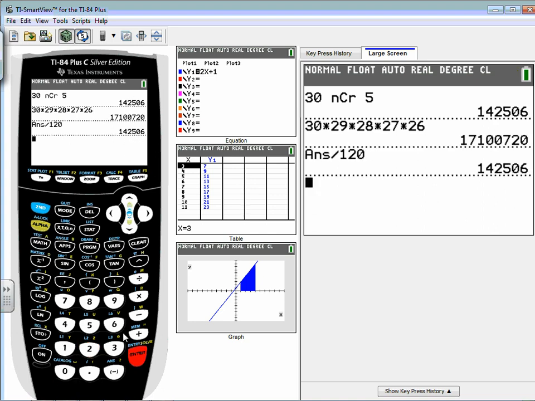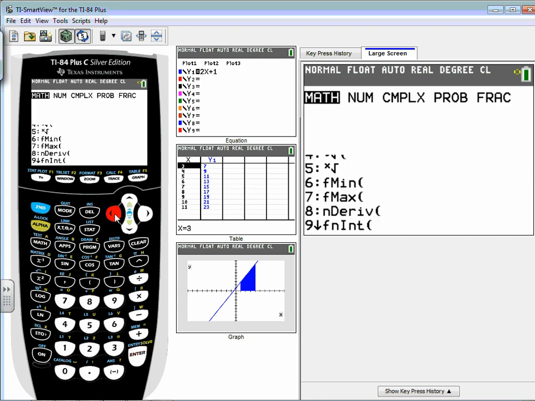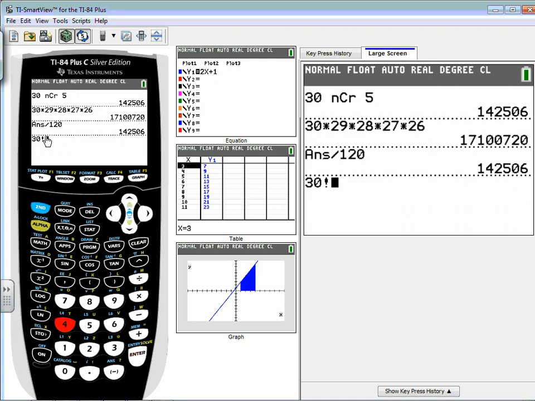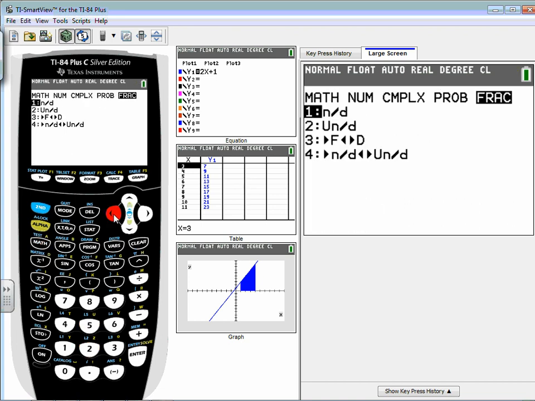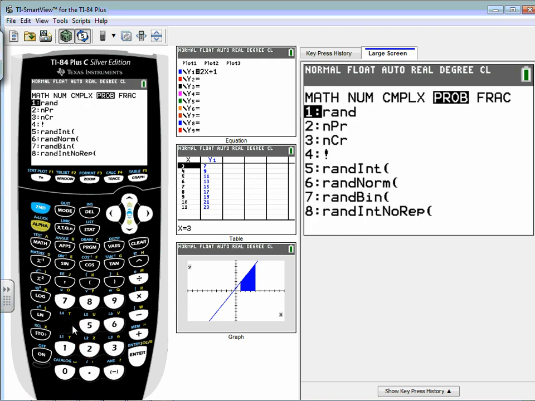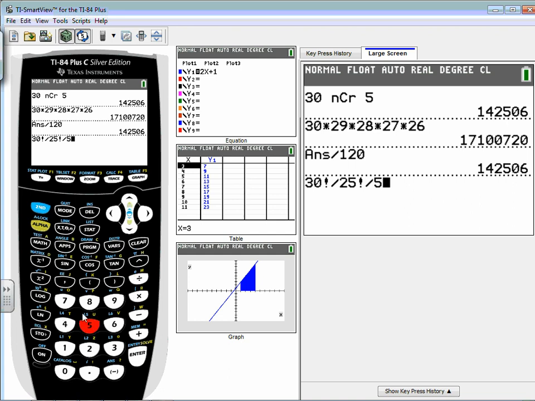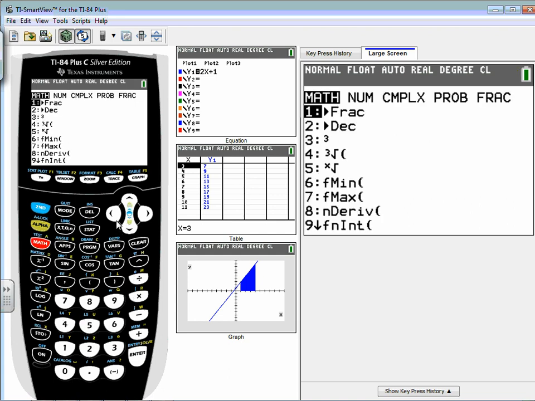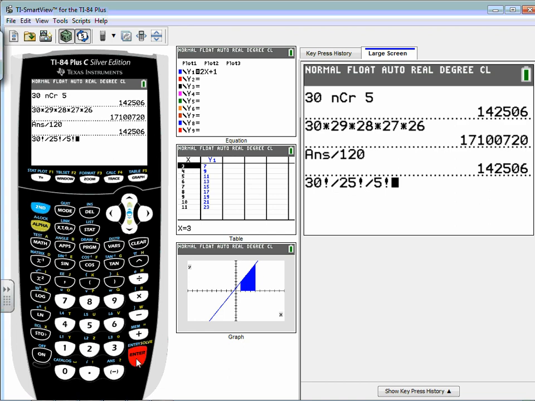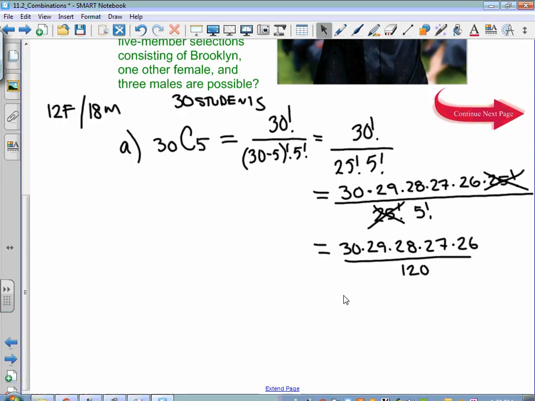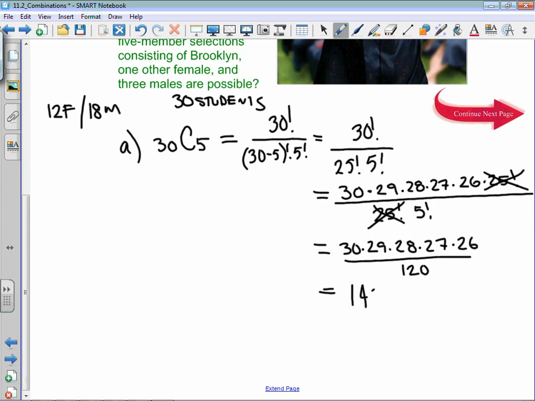And it should be noted that if I did the actual factorials, so 30 factorial divided by 25 factorial, and then because the 5 factorial is in the denominator, it is also dividing the numerator. And so I'll just put that in place. And I get that number again, right? A few different ways to show that. So 142,506. 142,506. And I'm just going to put selections.